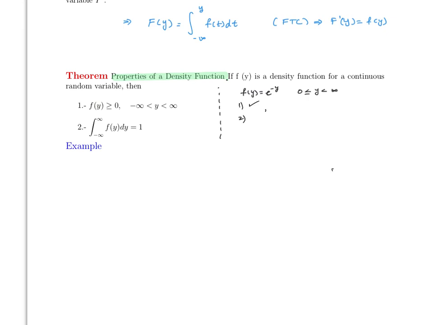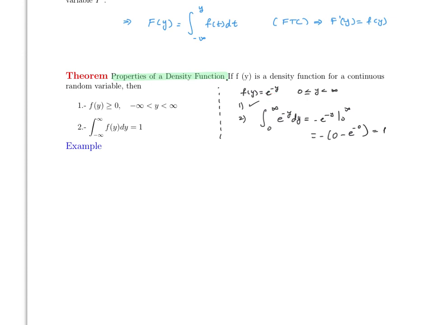And for number 2, the integral from 0 to infinity of e to the minus y dy is equal to negative e to the minus y from 0 to infinity. Remember that when you plug the limits in here, since this is going to infinity, this is in the context of limits, but since you did this before in calculus many times, this will be 0 minus e to the minus 0, which is technically just 1, and the whole thing is 1. So therefore this is a density function.